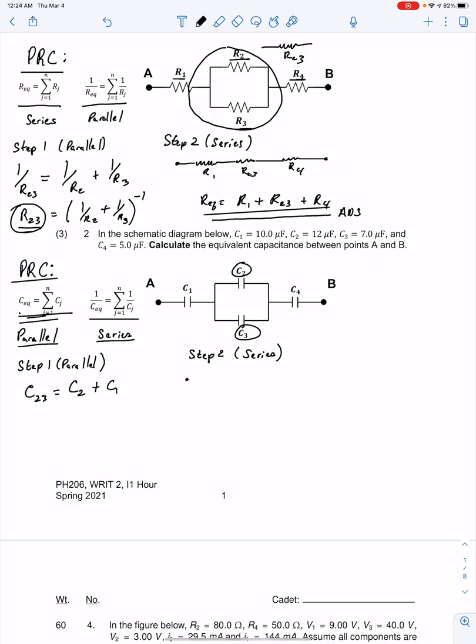So now it should look something to this effect. C1, C2,3, and C4. Because this is converted into one equivalent capacitor, that equivalent capacitor is C23. Okay?